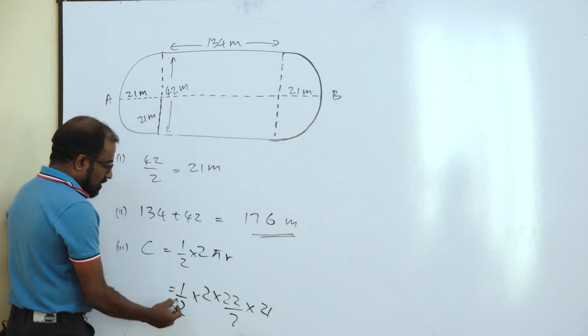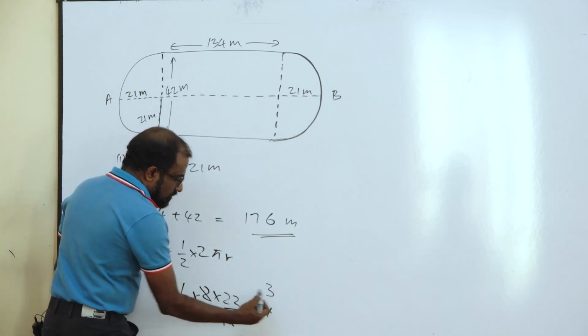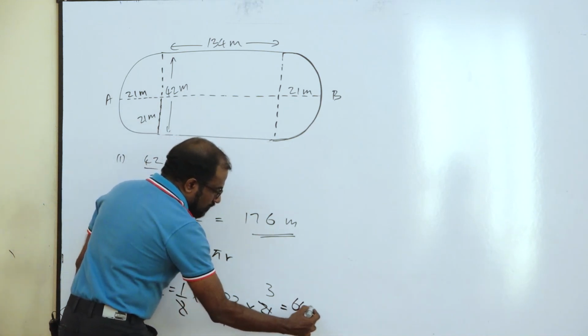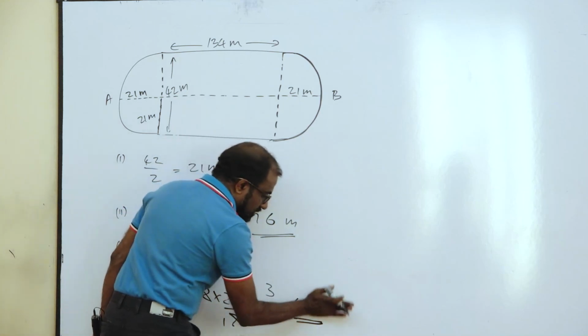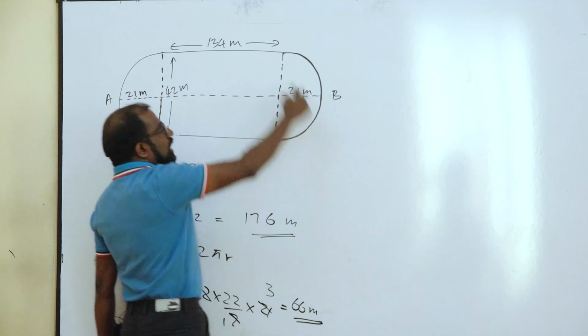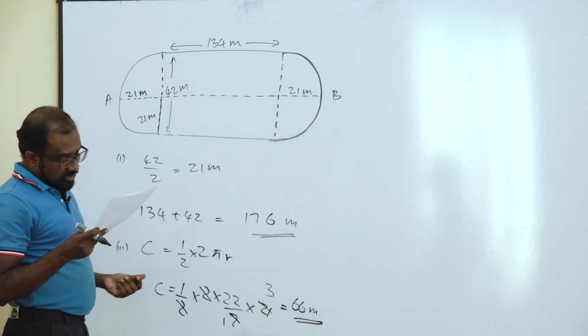So what is the answer? 2 and 2 get cancelled. 7 times 1, 7 times 3, 3 times 22. What is the circumference of a semicircular part? 66 meters. This one semicircular arc part is 66 meters in perimeter.